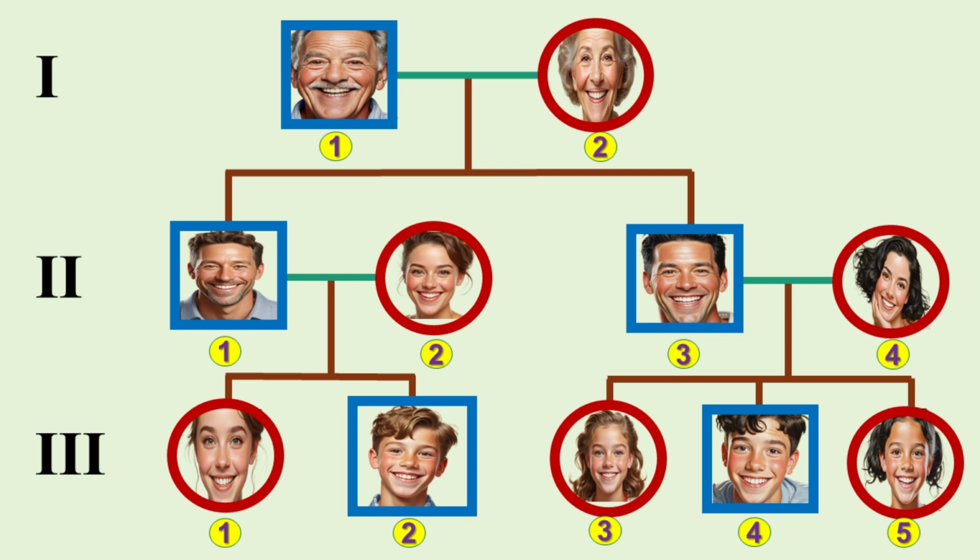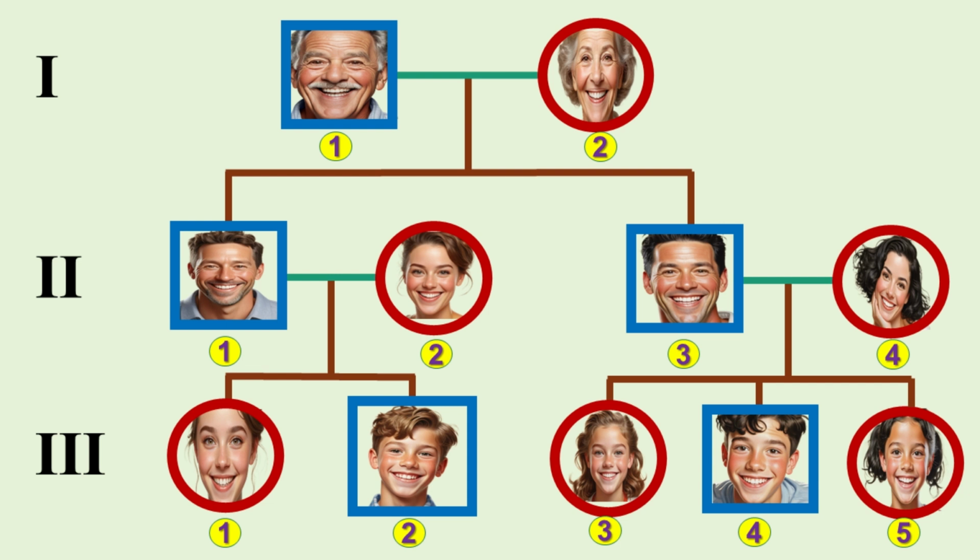For example, individual II2 is a female, mother of 2, and individual III4 is the second child, a boy, son of individual II3, the father, and II4, the mother.